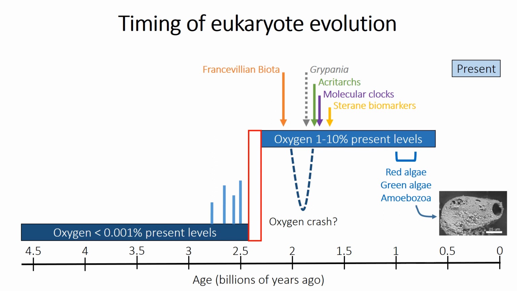Well, for now, the interpretation of this Francevillian biota is still pretty debated, so we don't know which of these hypotheses is more likely at this point. But what do you think? Did multicellular life evolve twice? Or is the Francevillian biota bacterial colonies or something else?